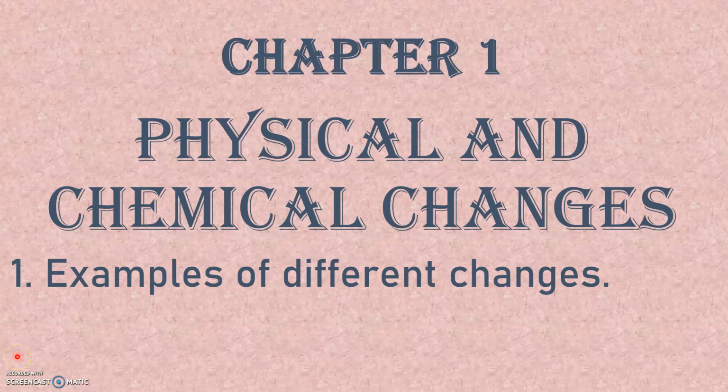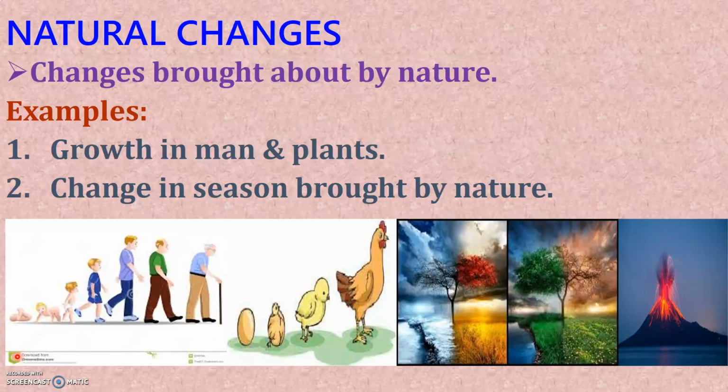Having understood the three different types of changes, now let's get into the next three different types of changes. Let's begin with the fourth type of change, that is natural change and man-made change. Changes that are brought about by nature are called natural changes. The best example for this is the growth of a baby into an adult.